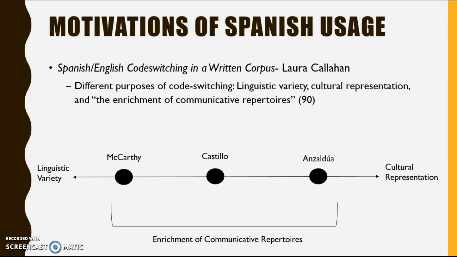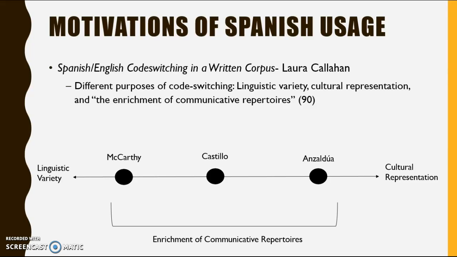And now, as you can see on the line graph, this is a very one-dimensional line graph. Don't put too much value in it. I'm just communicating how I'm thinking about these three authors. Obviously, McCarthy has some cultural representation in his books, and Anzaldúa has linguistic variety in her books. But this is how I was thinking about them, on this graph here, with Ana Castillo as a bridge between these two motivations.